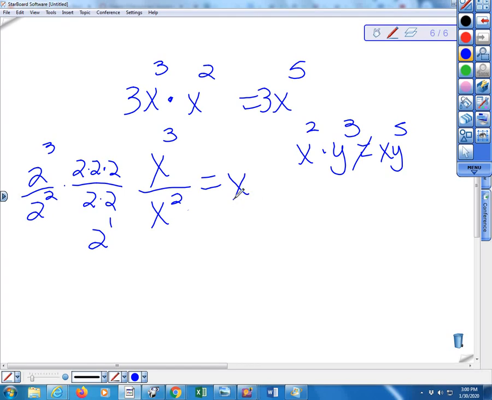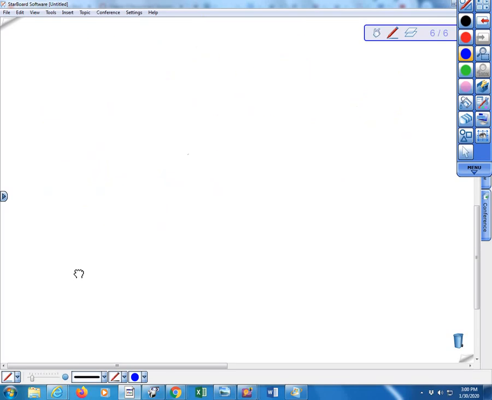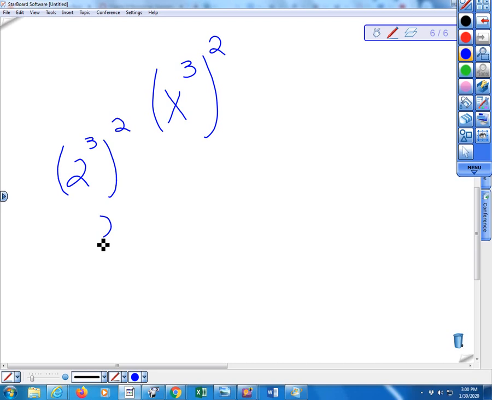So when you multiply exponents with the same base, you add the exponents. When you divide exponents with the same base, you subtract the exponents. Seems really easy. When you have an exponent raised to an exponent, if I did 2 cubed raised to the 2nd power, that's 2 times 2 times 2 times the same thing. So that's 2 raised to the 6th. Yep. You multiply them.